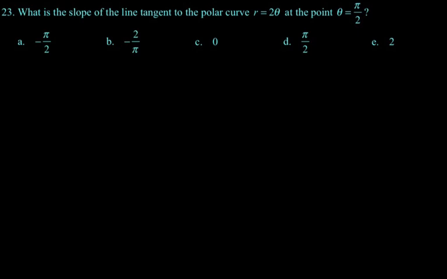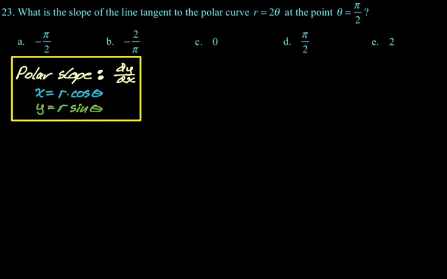So the polar slope of a curve is the same as the parametric slope of a curve. It's just going to be dy d theta divided by dx d theta. So we need to know that, and then we also need to know that x is r times cosine and y is r times sine. We need to know that because you're actually asked that question a lot on the free response.